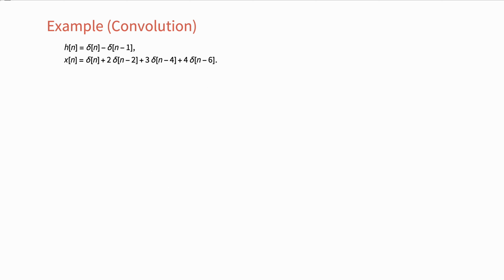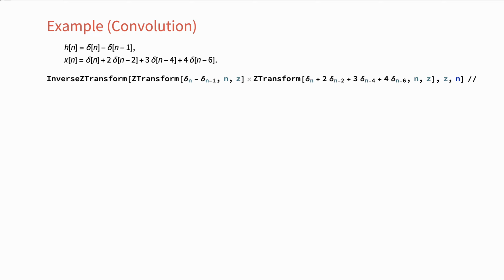Let's use the convolution theorem that we just discussed to find the convolution of the two sequences h of n and x of n as given here. Using the Wolfram language, we need to take the z transform of each of the two signals, multiply them, and take the inverse z transform of the result.